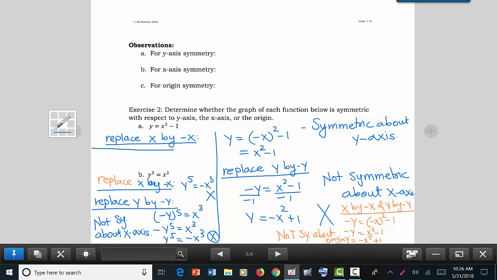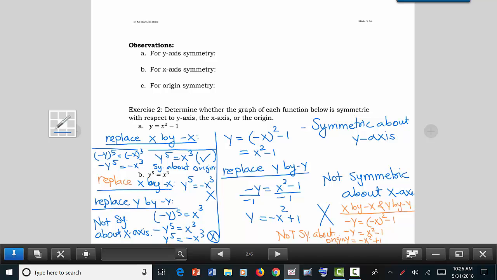Negative y to the power 5 equals negative x to the power, oh, that's not 5, that's 3. Divide both sides by the negative sign. So we got y to the power 5 equals x to the power 3. We end up with the same equation. So it is telling us it is symmetric about the origin.